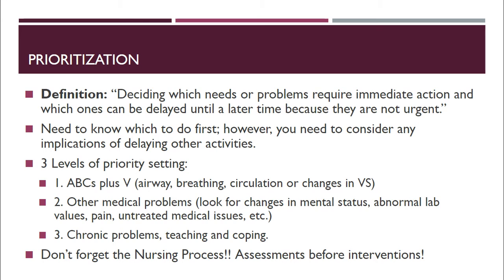So there's 3 levels of priority setting, which we probably already know the first one with ABCs. They added V, which is for vital signs, so airway, breathing, circulation, or changes with the vital signs. Those are first. Second would be any other medical problems, so you're going to look for changes in mental status, any abnormal lab values like blood glucose, pain, untreated medical issues, etc. And then the third priority would be chronic problems, teaching, and coping. Always remember the nursing process. Do your assessments before any interventions.